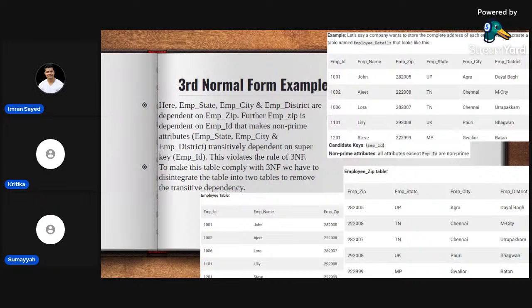Sorry, I'm still not clear on that. Can you explain that once again? So if two employees have the same zip, then they will also have the same state, city, and district. So we have data redundancy because of this transitive dependency. Okay. So state, city, and district are dependent on zip and not directly dependent on the employee ID. Fine. So this would be allowed in 2NF, but it's not allowed in 3NF.